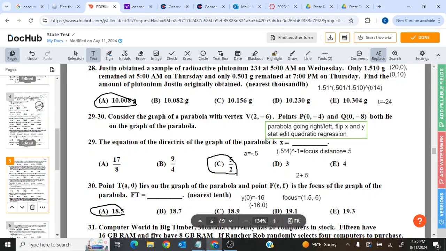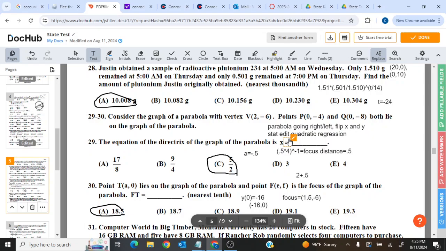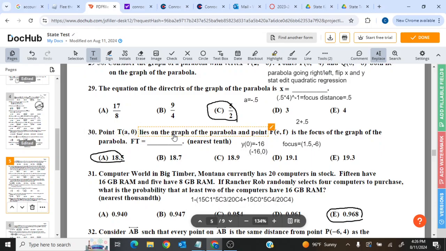Now you need to figure out the equation of the directrix, so you have to figure out the distance to the focus, because the distances are the same. It's going to be your a value, the coefficient of x squared, times 4, to the power of negative 1, which is your focus distance, 0.5. Then once you have that, your vertex is at 2, and you can see all these are adding from 2, so 2 plus 0.5 will get you 5 over 2 as your directrix equation.